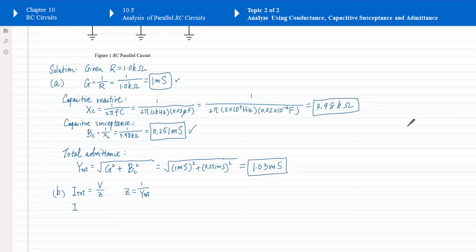We know I total can be found using the total voltage times admittance. This is another formula to find the current. We know the source voltage is 5 volt. And then the total admittance we calculated, it is 1.03 millisiemens. Enter these numbers in the calculator, we got 5.16 milliampere.